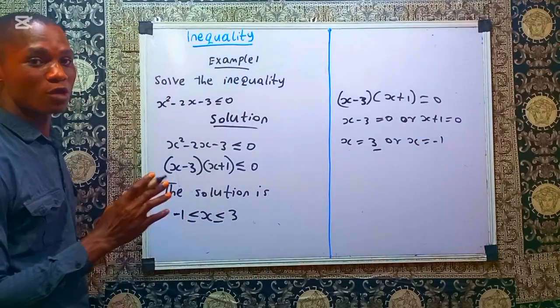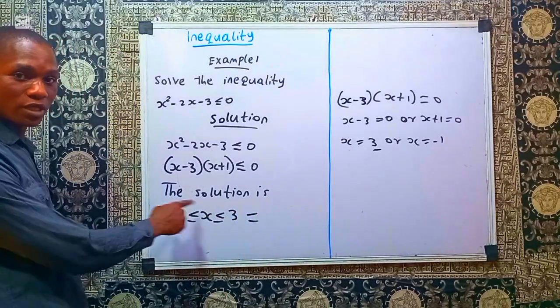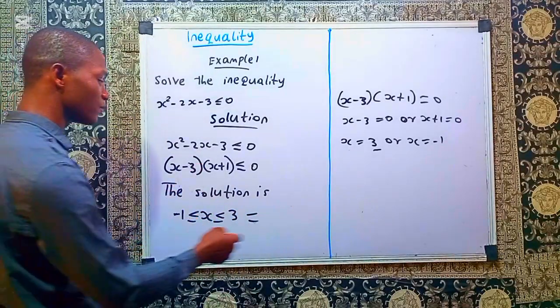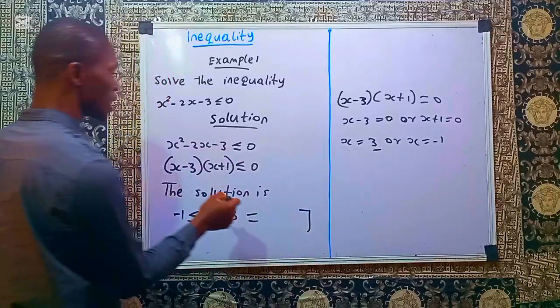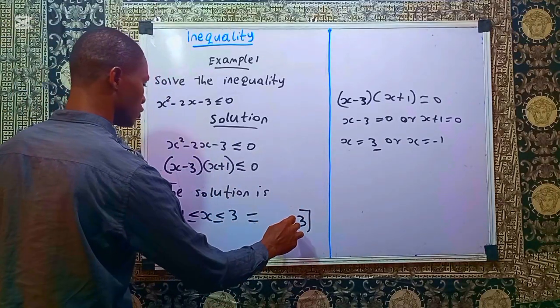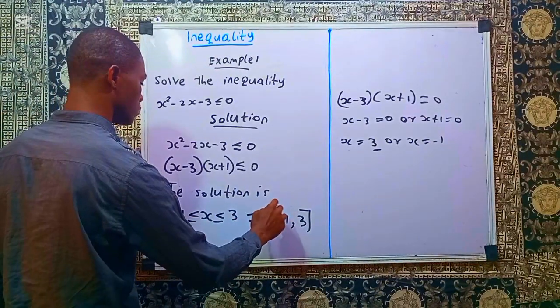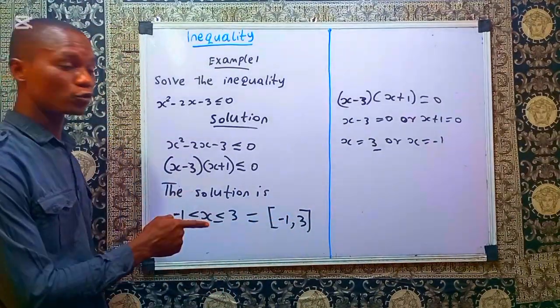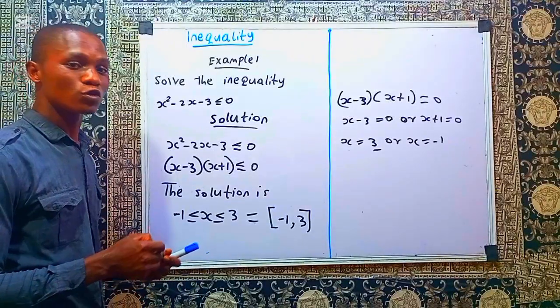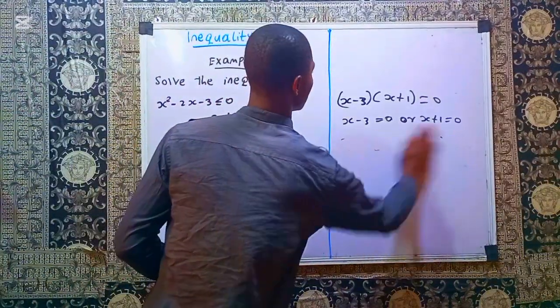This is the shortcut we are going to use, and you can write it either in this way, or you can write the solution in this form. Since we have a less than or equal to, you are going to have a close bracket, 3 comma minus 1, close bracket. So this is the solution of this. So I'm going to explain why this is the solution.